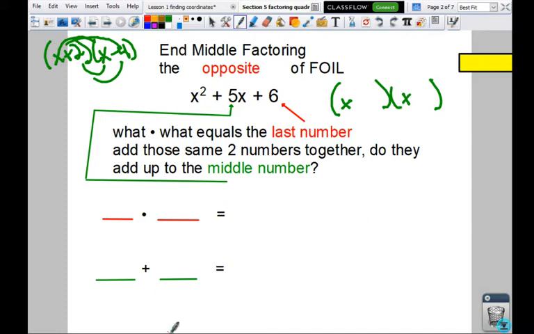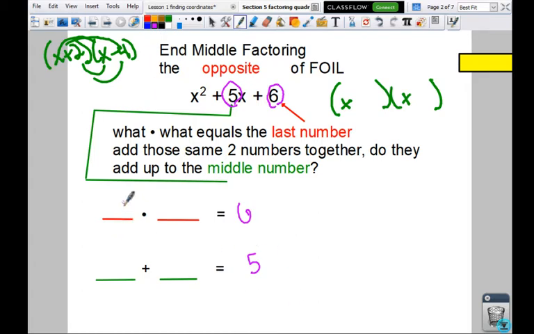I want to know what times what equals this last number here at the very end that doesn't have an x by it. I want to know what times what equals 6. 2 times 3. And I want those same two numbers to add up to the number in the middle, which is 5, which I kind of covered up. But 2 times 2.5, no decimals. Sorry, that's the other thing. No decimals today. So I want to know what times what is 6 and adds up to 5. And they have to be the same set of numbers.